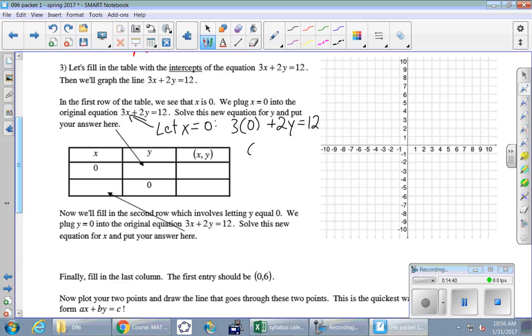Okay, so 3 times 0 is 0. And then 0 plus 2y, that's just 2y. Then we divide by 2, and we get y equals 6. So the y-intercept is at 6, okay? So it'd be 0, 6. Yes, it is exactly that. I'm going to make a common mistake before we get to your right answer right there.